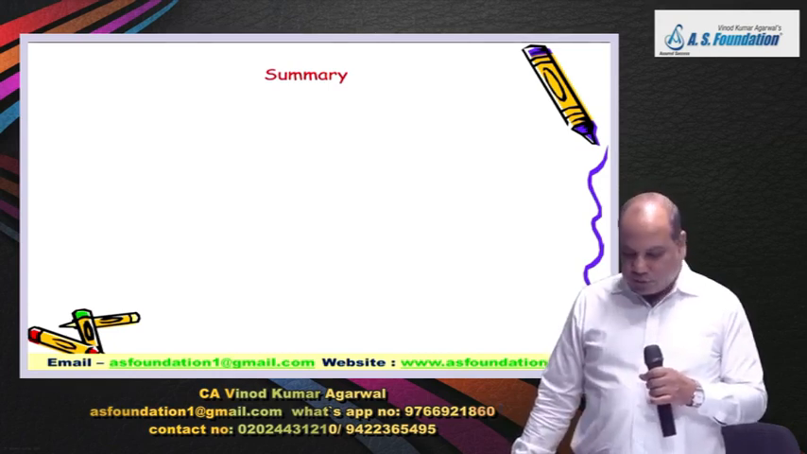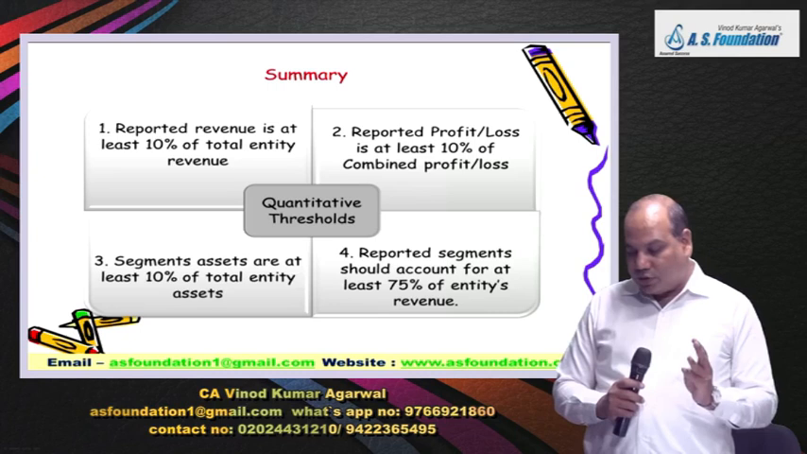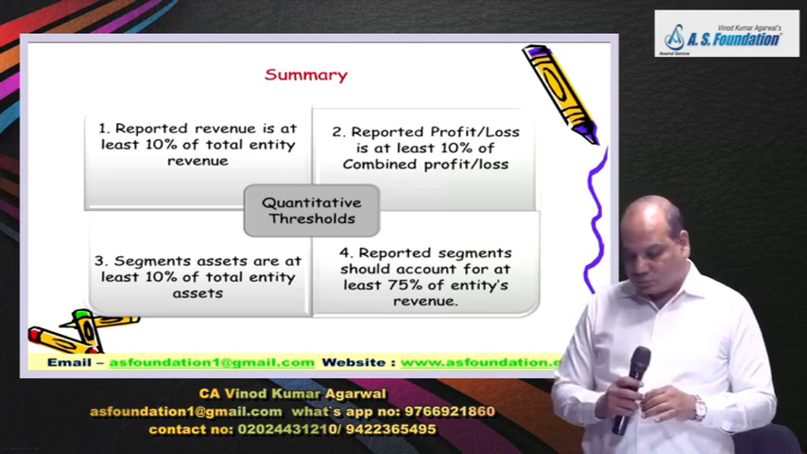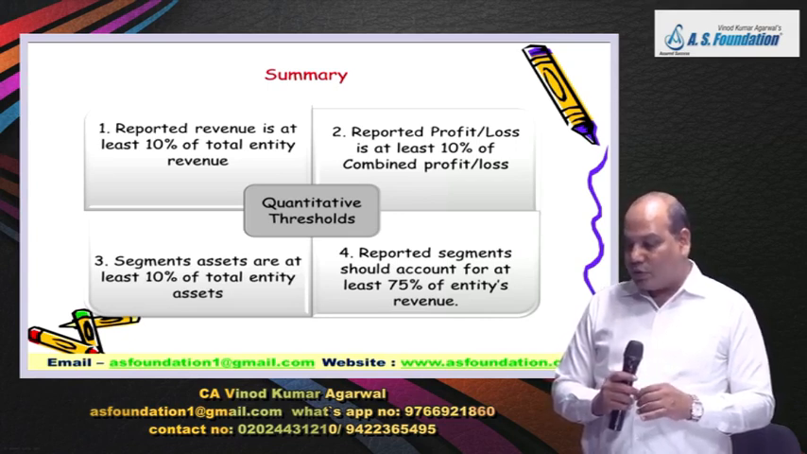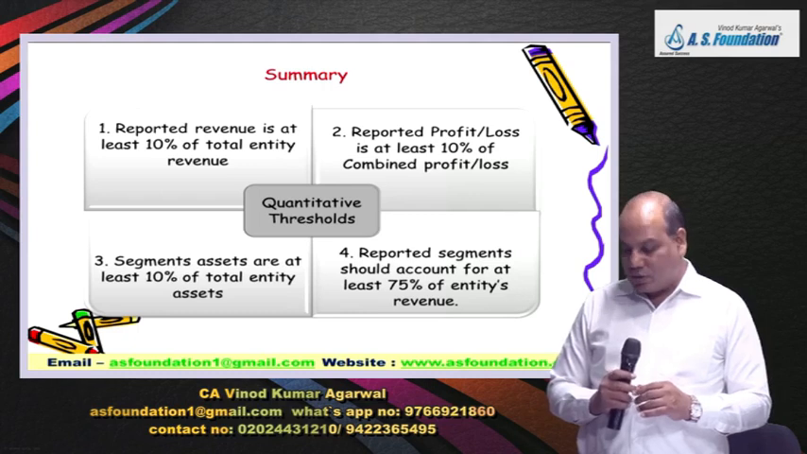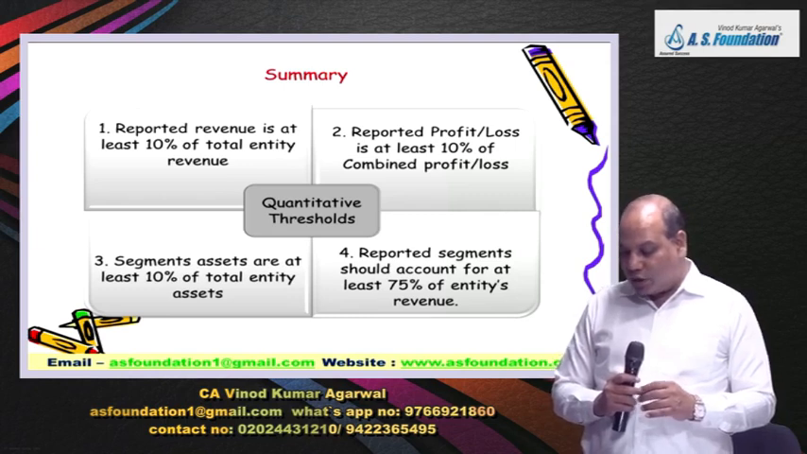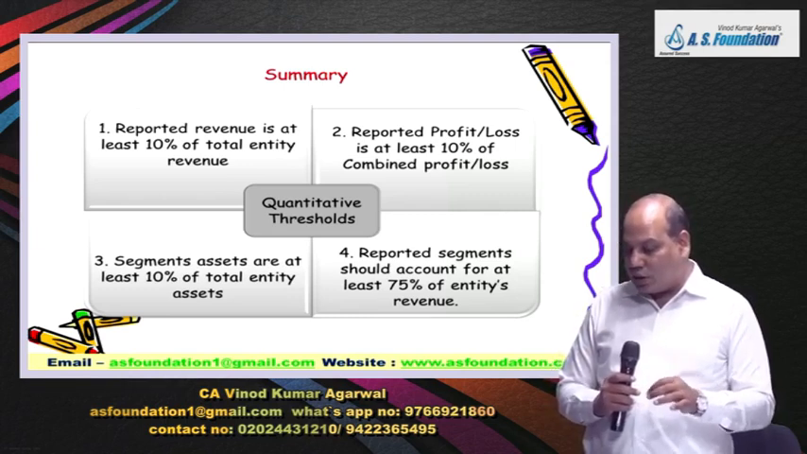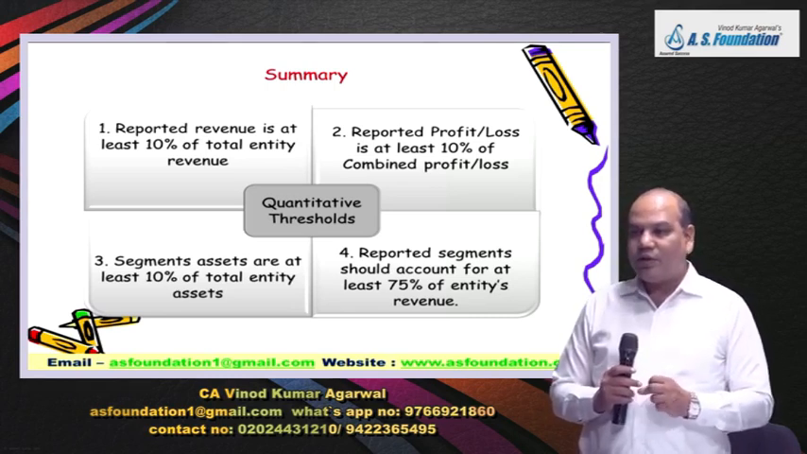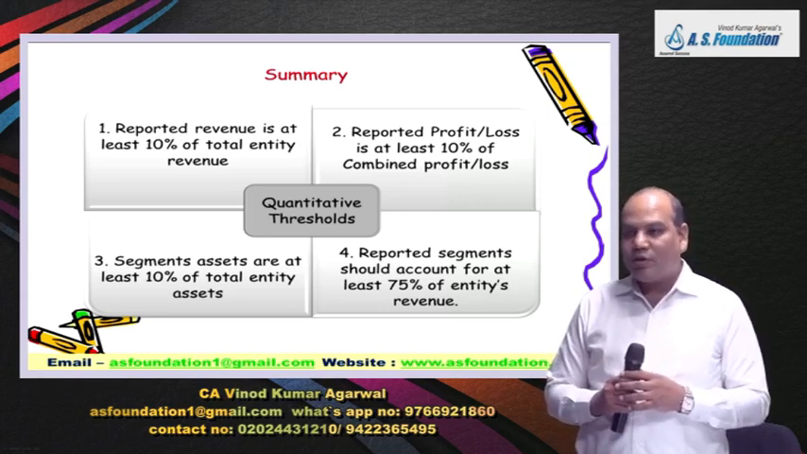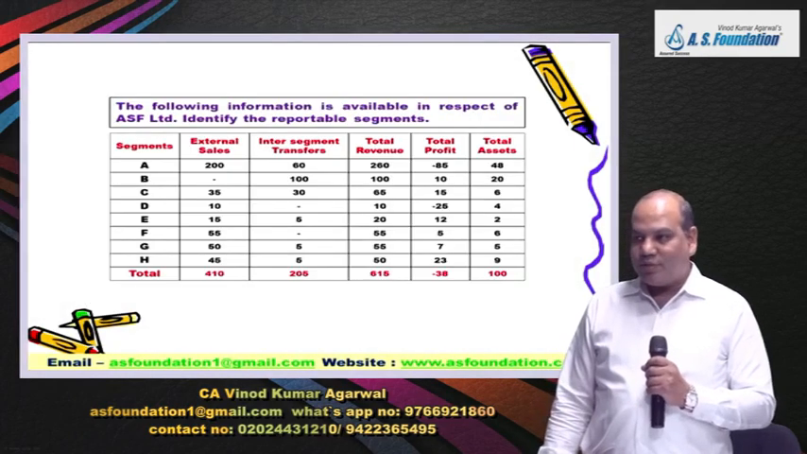We'll come back to this question, but first let us see the summary. This will be useful for you. First test is reported revenue is at least 10% of total entity revenue. Then reported profit or loss is 10% of the combined profit or loss. Segment assets are at least 10% of the total entity assets, and reportable segments should account for at least 75% of the entity's external revenue. These are called thresholds, limits, benchmarks. Come back to this question.